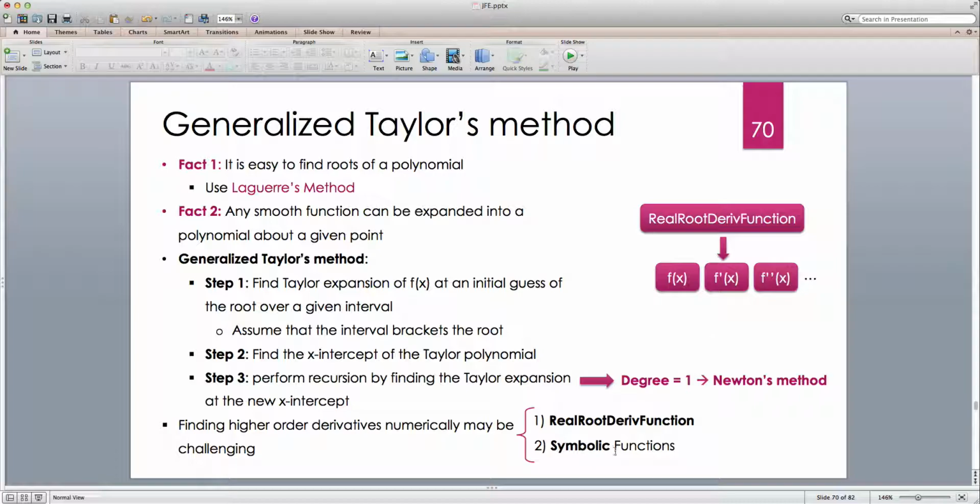That's one way. The other way is to use our symbolic function space that we developed in some of the previous lectures, and then we can construct the function from the basic functions, and the basic functions have analytic expressions. So that's another way of finding all the higher order derivatives.